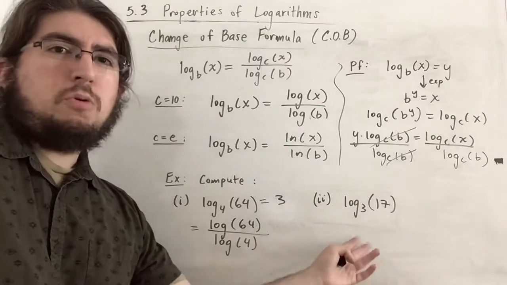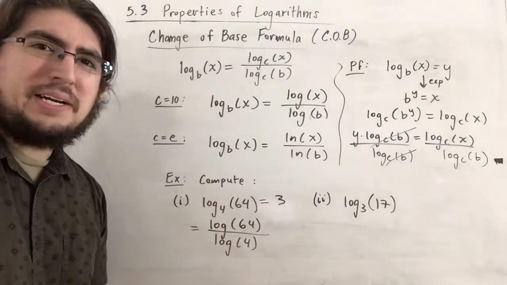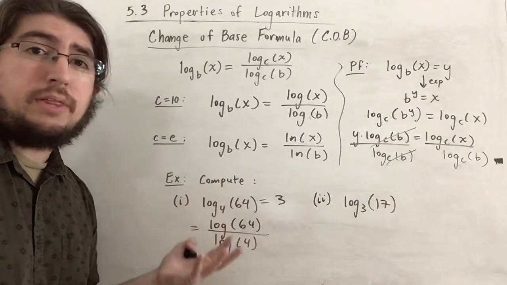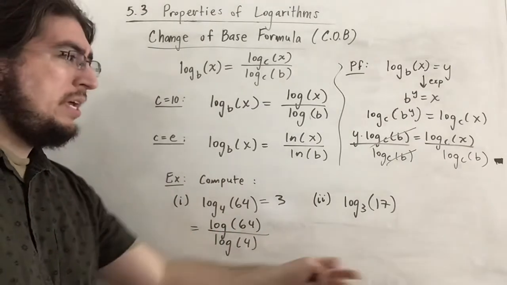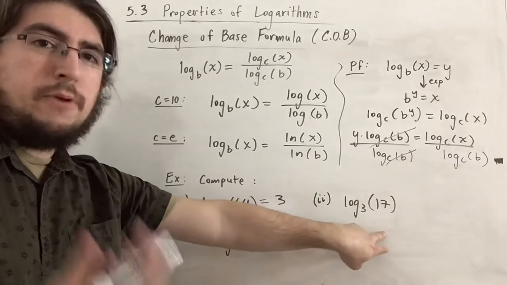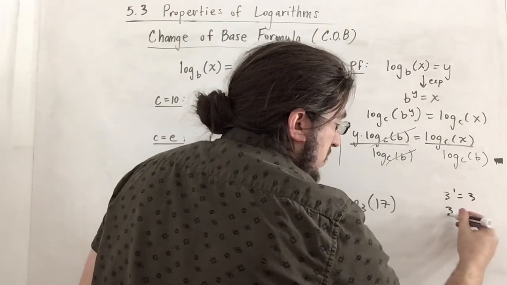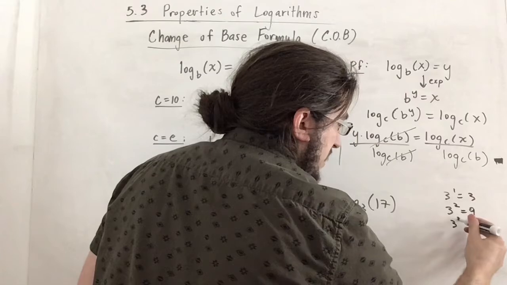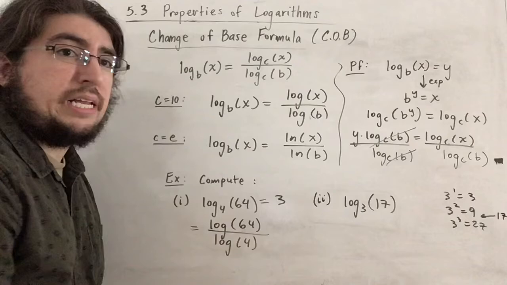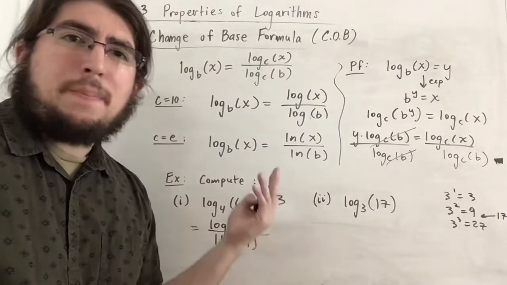So 2 is a little different though. Why 2 is a little different is because it's not as clean cut. 64 is 4 to the 3, so we can do it without the calculator, or with the calculator if you wanted. Here though, 17 isn't a power of 3. Powers of 3 are 3, 9, 27. So let me just write that out. So 3 to the 1 is 3, 3 to the 2 is 9, and 3 to the 3 is 27. This is the farthest I want to go because somewhere in between 9 and 27 is 17. So 17 is somewhere in between, but it's not obvious what the power is.